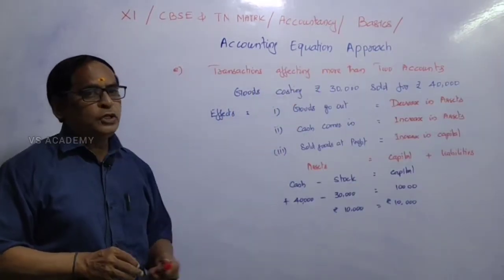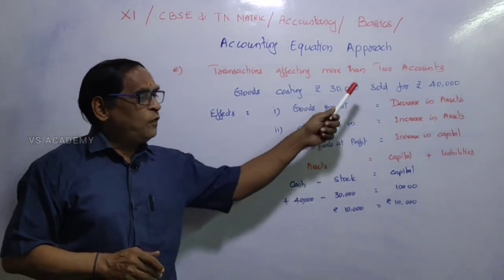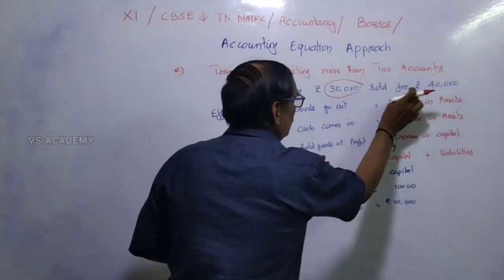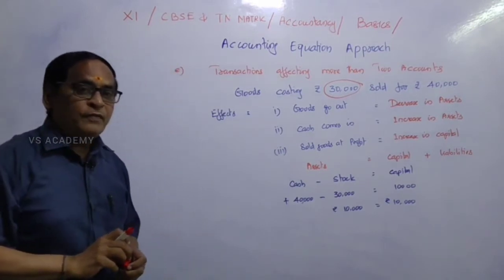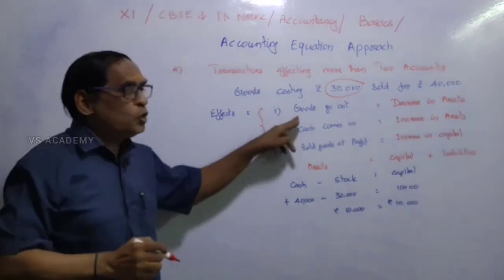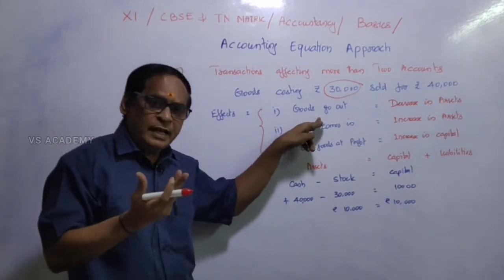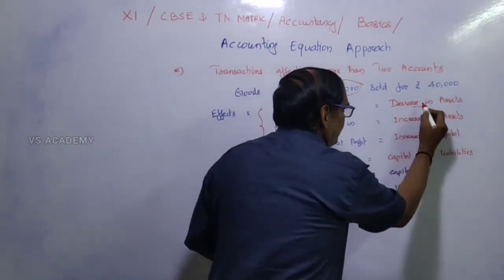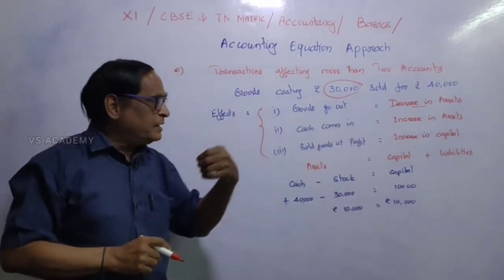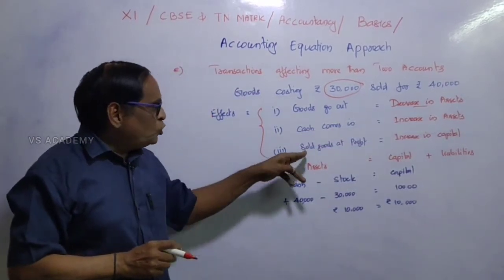Transactions affecting more than two accounts. For example, goods costing rupees 30,000 sold for rupees 40,000. So the cost of the goods is 30,000, but we sold at 40,000. That means there is a profit of 10,000. So there will be three effects. The first effect is goods go out. Goods means stock. Stock is going out. Stock is nothing but an asset. So it is a decrease in asset. And then cash comes in. How much cash is coming? Actually 40,000 is coming inside. So cash comes in, that means an increase in asset. And then goods sold at a profit.